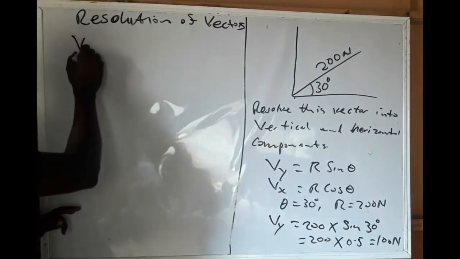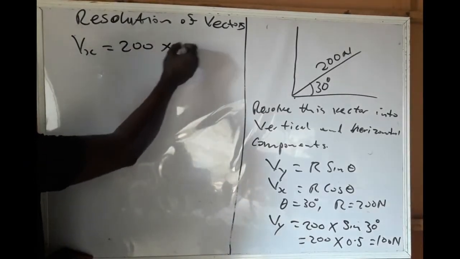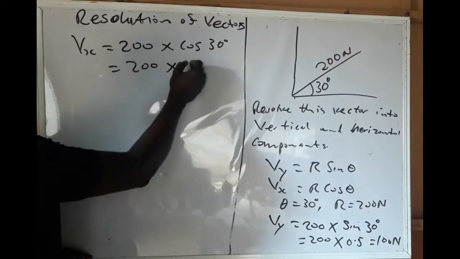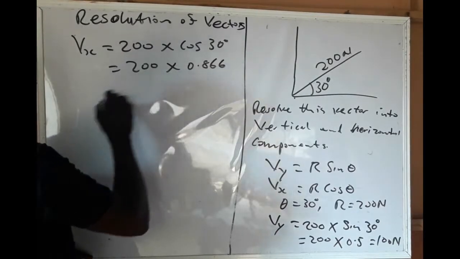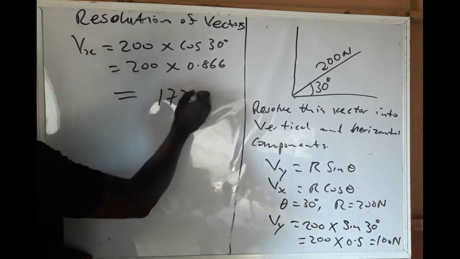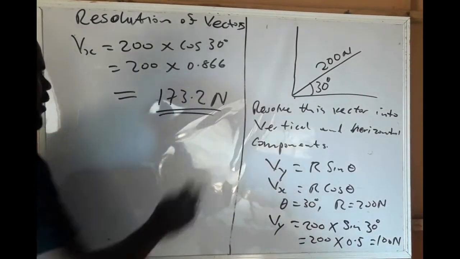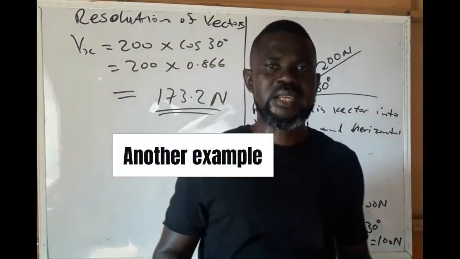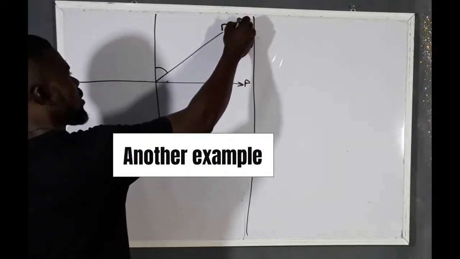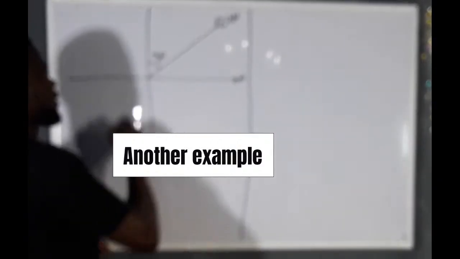And for Vx, we have 200 multiplied by cos 30 degrees, which is equal to 200 multiplied by 0.866. The answer is 173.2 Newton. Okay? Now, that is simple enough, right? Let's take this vector into consideration. Let's assume you have 20 Newton here. Okay? Now, this angle is 30 degrees.